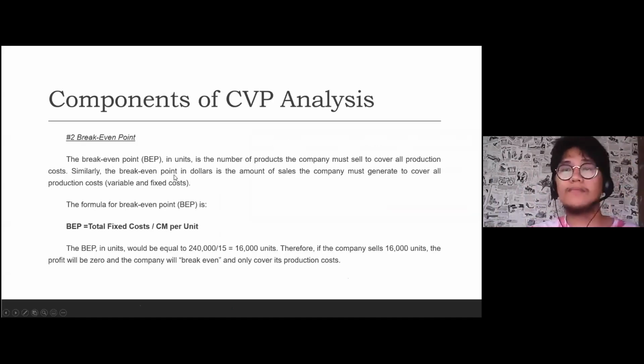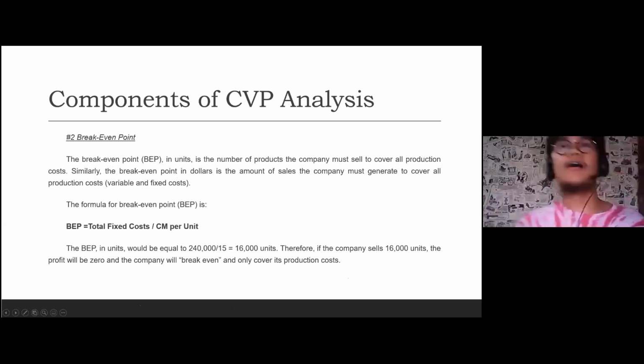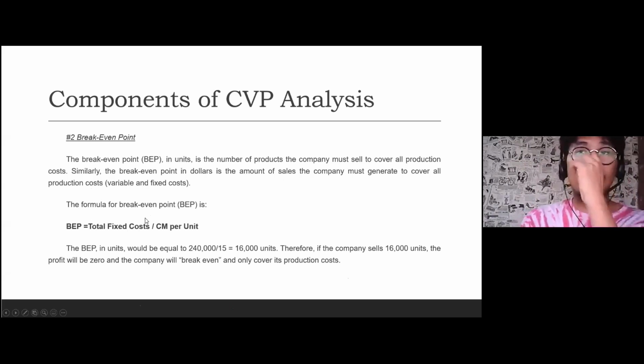Next, you also have your break-even point, no? In units, this is the number of products the company must sell to cover all production costs. Similarly, the break-even point in dollars or in currencies is the amount of sales the company must generate to cover all production costs, no? Your variable and fixed costs. So the formula for break-even point is your total fixed costs over your contribution margin per unit.